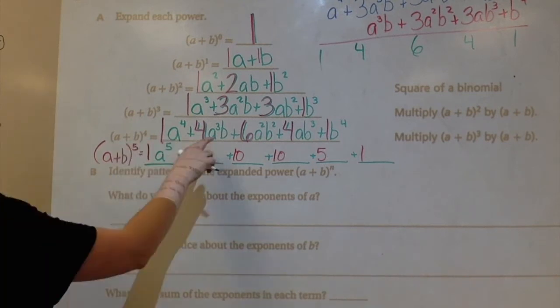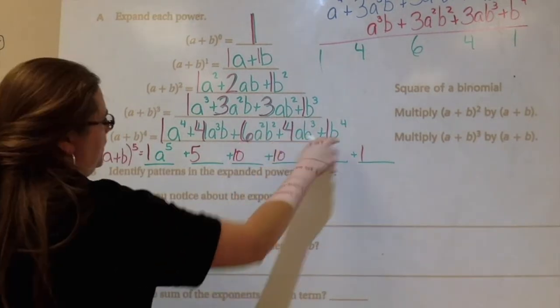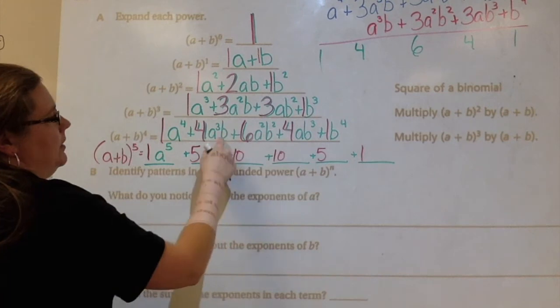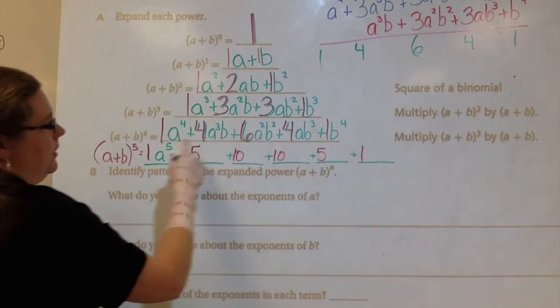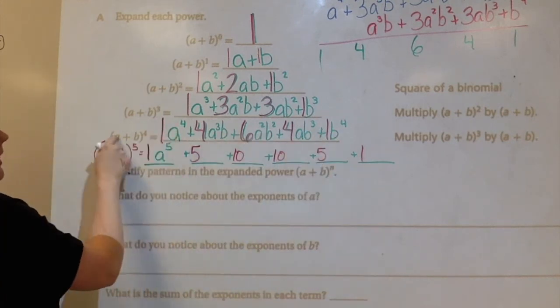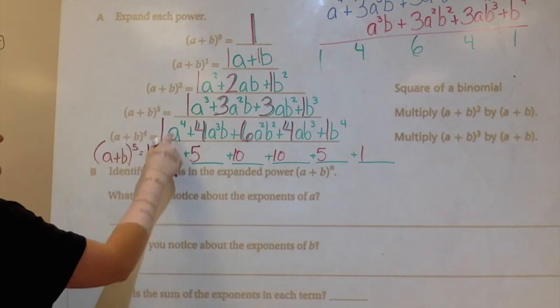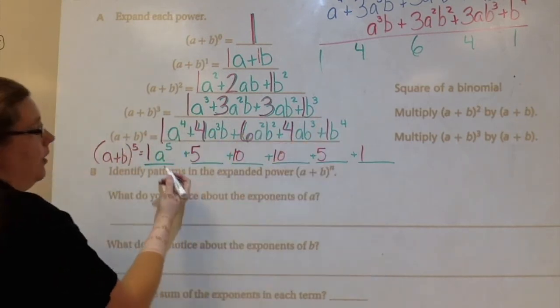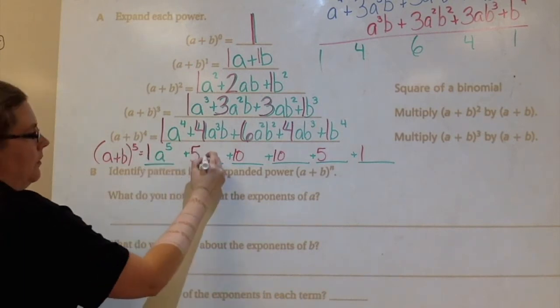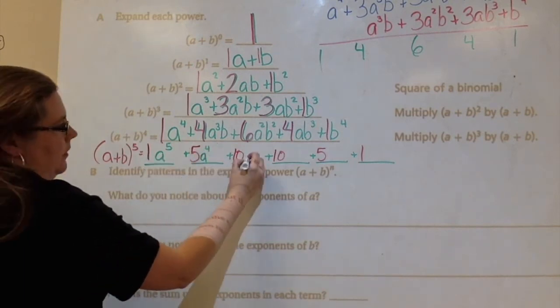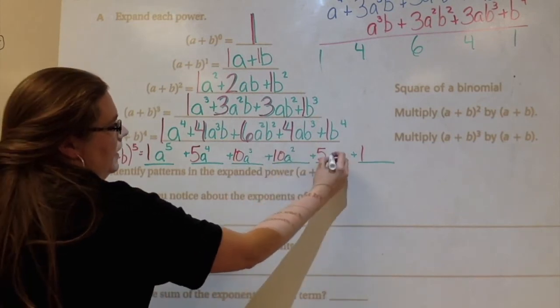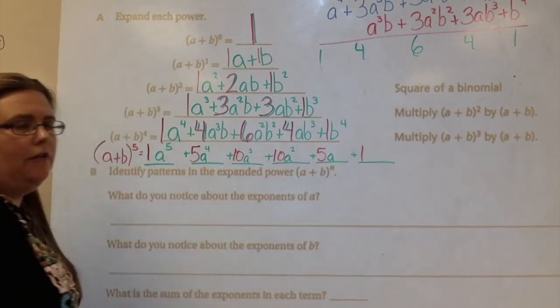And then notice for every other term, the a exponent goes down and the b exponent goes up. So on a plus b to the 4th, you started with a to the 4th, and then went a cubed, a squared, a, and then there wasn't an a at all. So I'm going from a to the 5th to a to the 4th, a cubed, a squared, a, and then there won't be an a at all there.